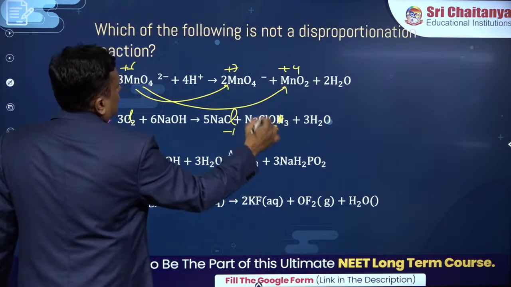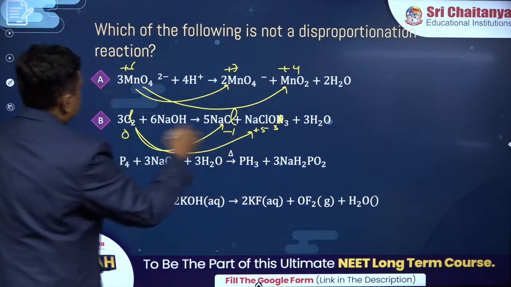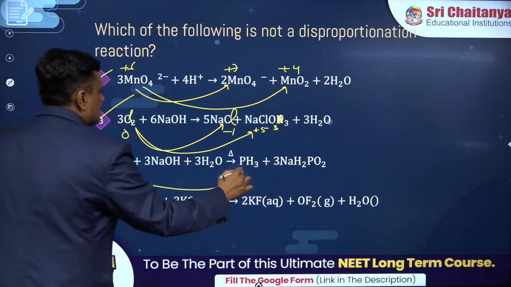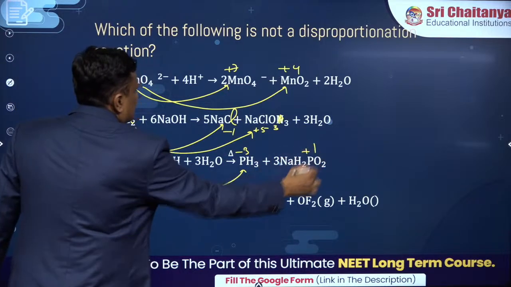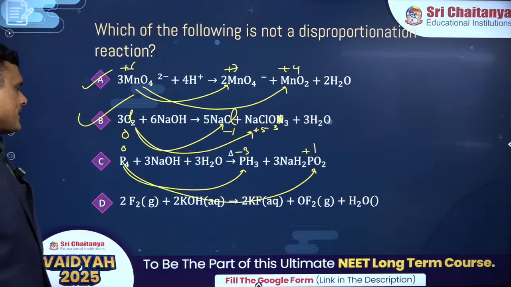Same chlorine, +5, yes. Chlorine got reduced and chlorine got oxidized. So this is disproportionation, this is disproportionation. Phosphorus, we know the popular reaction, -3 and the same phosphorus +1. So phosphorus got reduced and phosphorus got oxidized, correct.